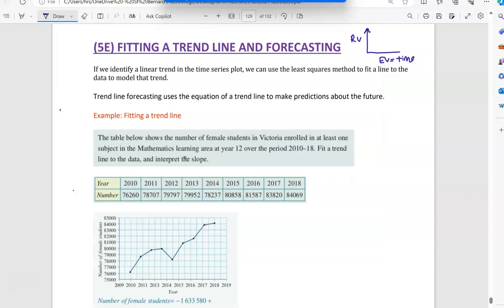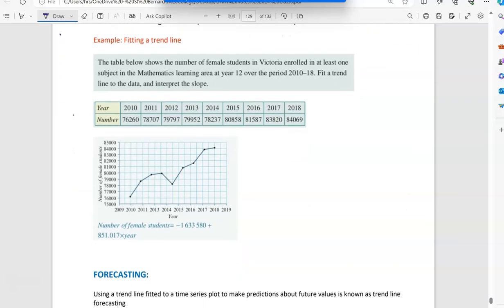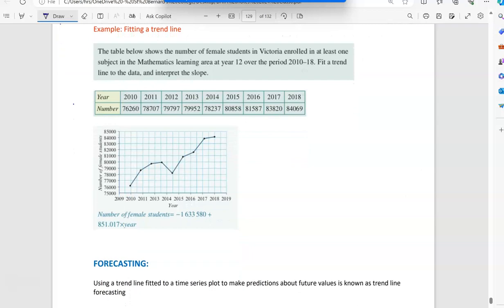We're looking at getting the trend line, but sometimes they might not be using the de-seasonalized data. So just be really careful at reading which one they're using, because it will make a difference. All right, so let's have a look here. It says the table below shows the number of female students in Victoria enrolled in at least one subject of maths learning at their year 12 period over 2010 to 2018. Now, it says fit the trend line to the data and interpret the slope.